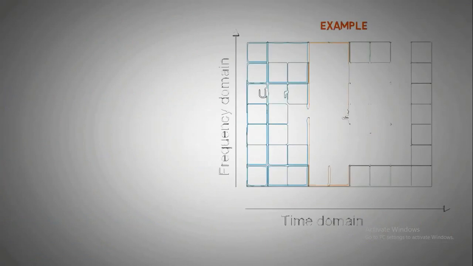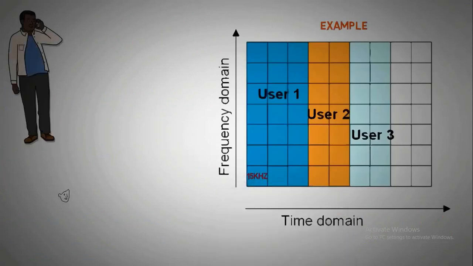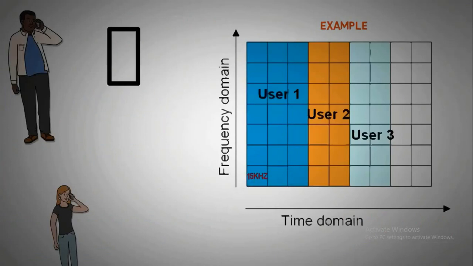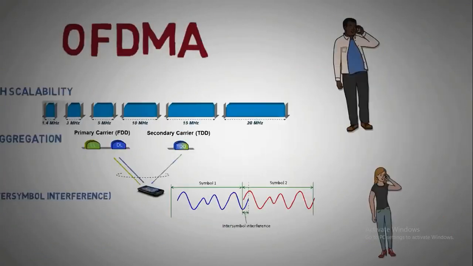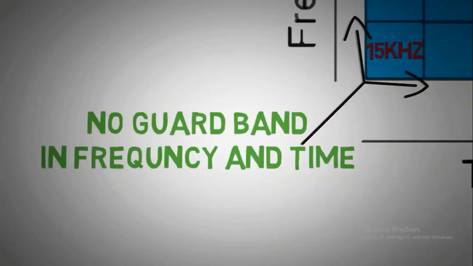OFDMA uses orthogonal subcarriers equally spaced at 15 kHz. Users are provided a subset of these subcarriers for data transmission. Unlike FDMA or TDMA, OFDMA allows the users to access variable bandwidth depending upon their resource availability. Also, since these subcarriers are orthogonal, there are no guard bands between them.